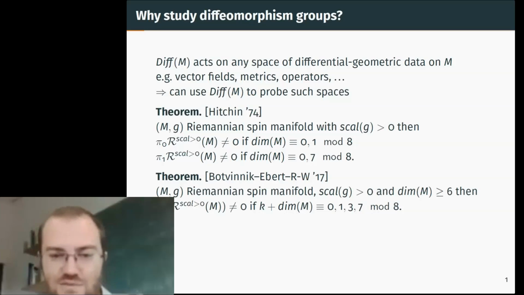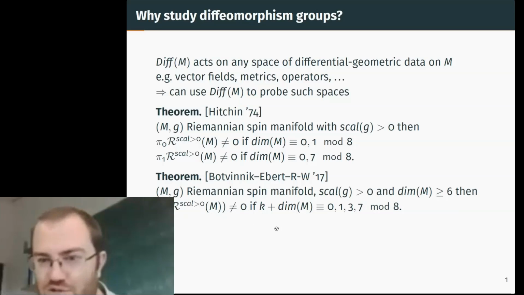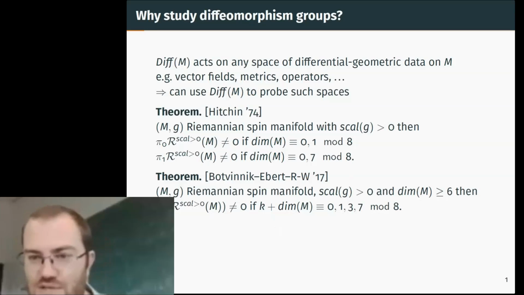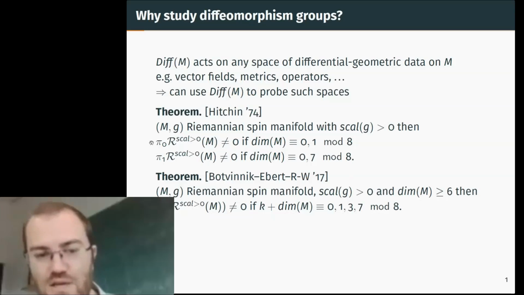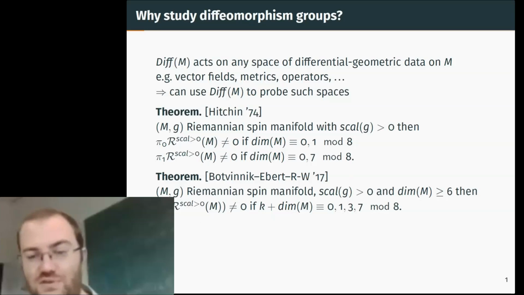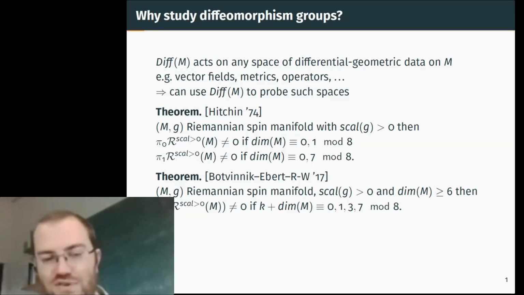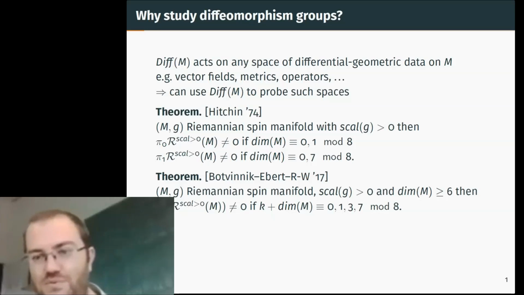And a few years ago, Boris Botvinnik, Johannes Ebert, and I came up with something. This is a consequence of what we did, which is the natural generalization of Hitchin's result: in the same situation, positive scalar curvature, dimension at least 6, the kth homotopy group is non-zero whenever k plus the dimension of M is 0, 1, 3, or 7 mod 8. You can see that taking k as 0 and k as 1 recovers Hitchin's two results. You'll notice that if you know one homotopy group is non-trivial for this reason, then you know it in 8 degrees higher as well. So for example, it says that the space of positively curved metrics on the 6th sphere, which is the smallest case where it applies, has infinitely many non-trivial homotopy groups.